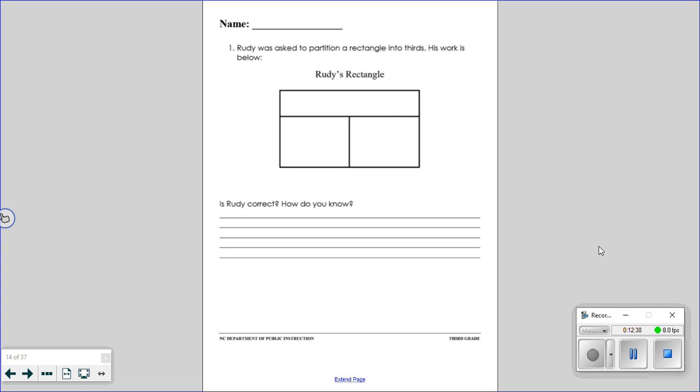Now, I saw a lot of you end up with the same answer, but I want to share some things that Connor and Paxton were thinking about. And I want you to think about this because this is a pretty good point. Connor said, okay, Rudy had to split it up into thirds, aka 3 pieces. Did he split it up into 3 pieces? Yes. So does that mean he is correct? No. Well, does thirds mean 3 pieces? Yes. Not equal. So that's a very good point.